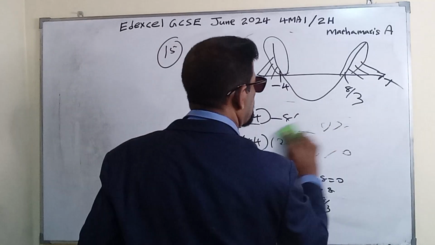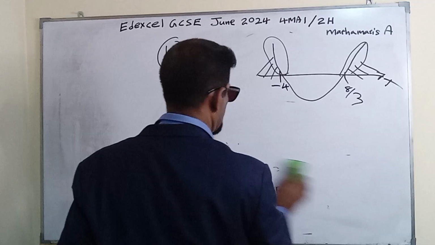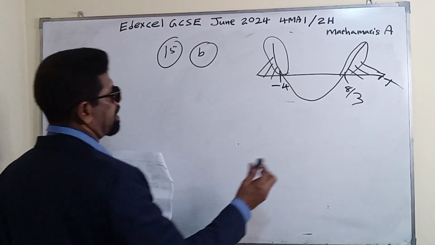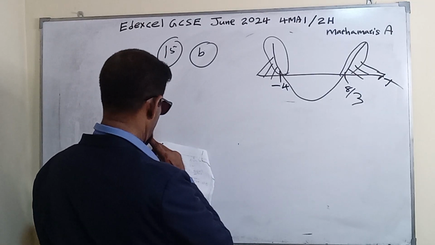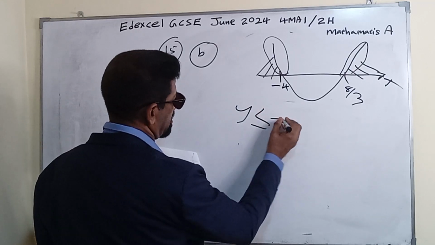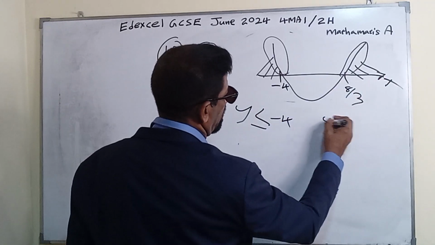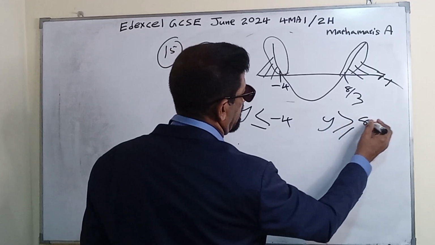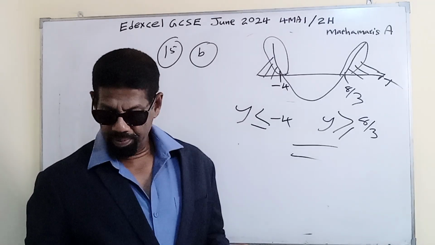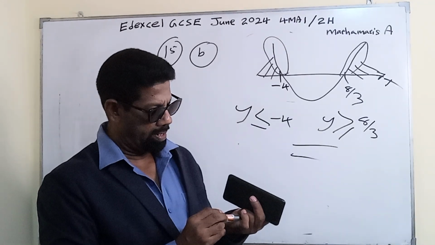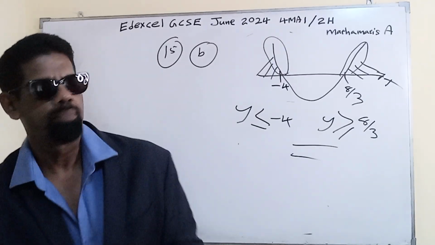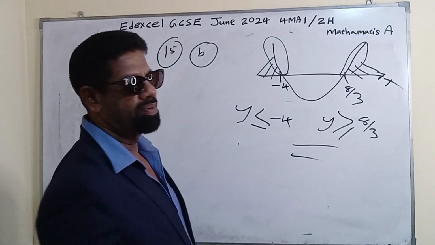This class is all about explaining how to do this exam paper. Then the inequalities from the graph: y less than minus 4, then on this side y greater than 8 over 3. This is your answer. Okay. Question number 15 is complete. The next video will be uploaded with the next sums.